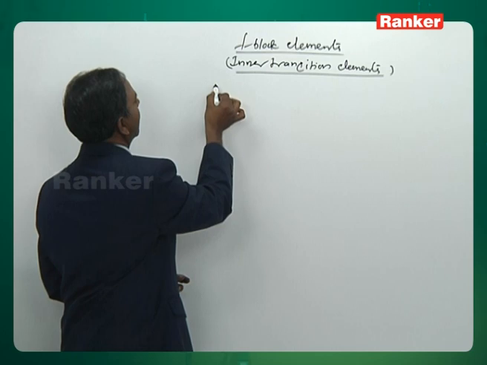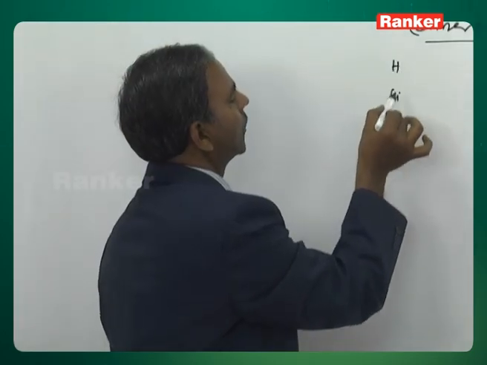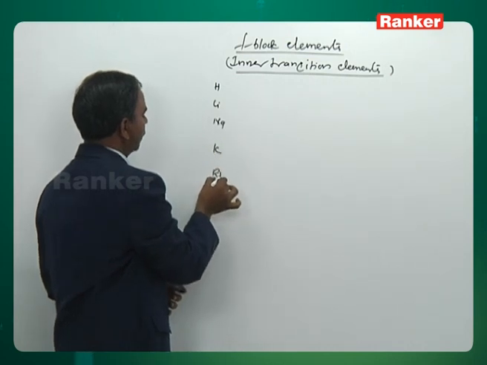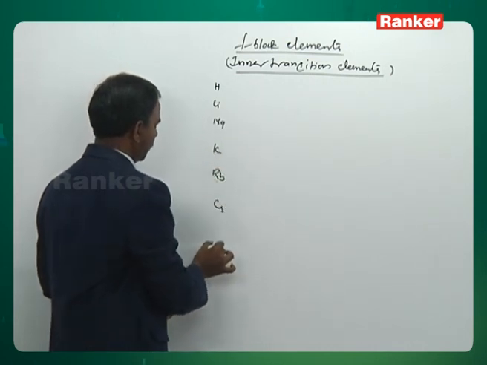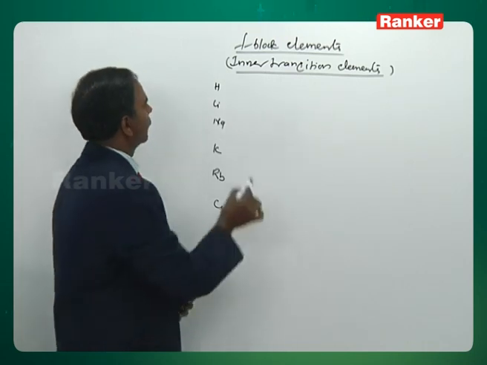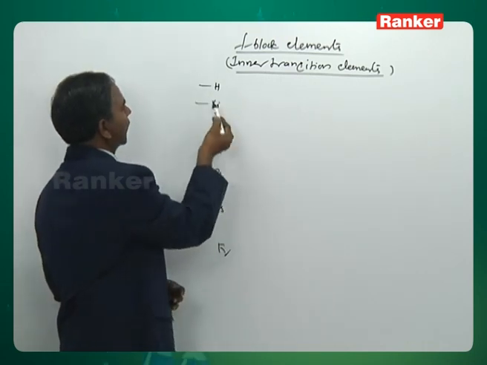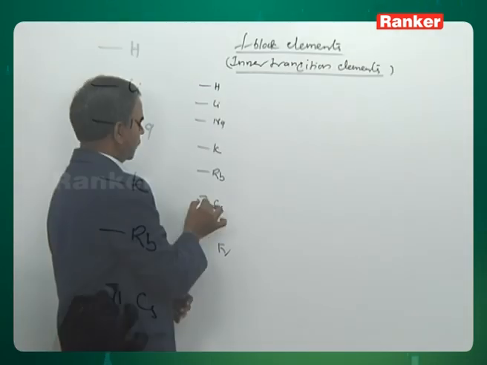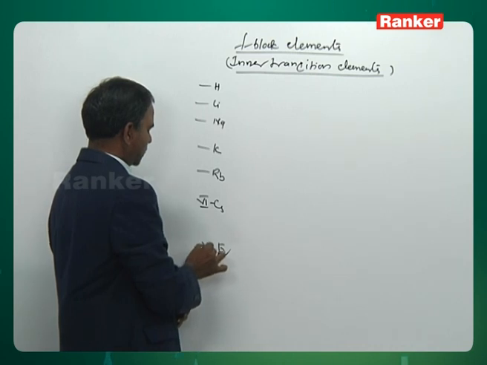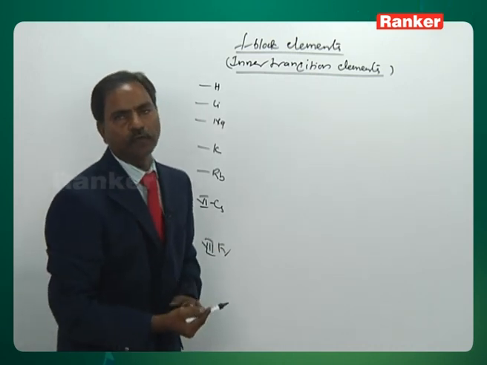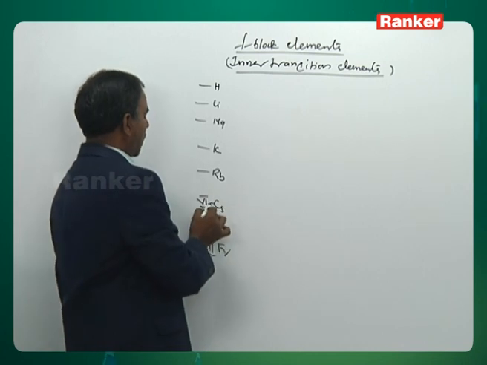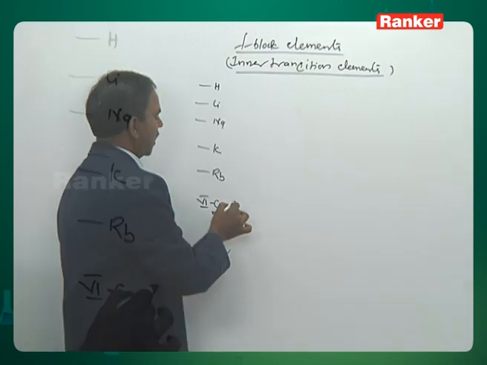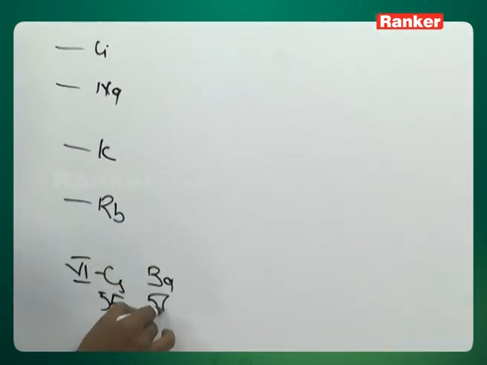Let us see how. Now we consider hydrogen, lithium, sodium, potassium, rubidium, cesium and francium. Let us see this first period, second period, third period, fourth period, fifth period. Let us consider the sixth period and again the seventh period. So these elements start from the sixth period, I said. Now the atomic number of cesium is what? 55. After 55 the element is what? Barium, 56.